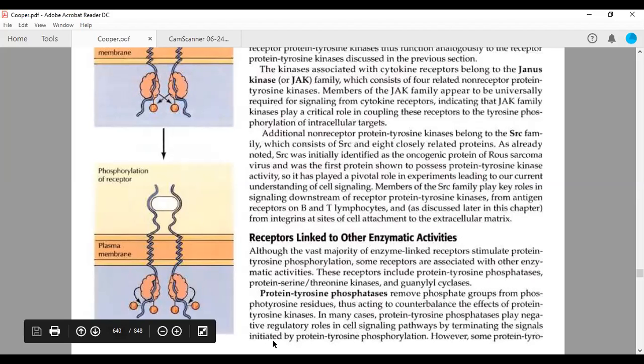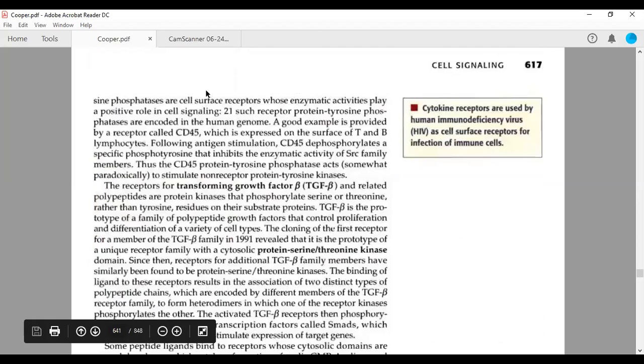So they help in terminating the signal, so that a signal which would help the cell to proliferate in an uncontrolled way is cancelled. So the protein tyrosine phosphatases are required. There are also protein serine threonine kinases and guanylyl cyclases. However, some of the cell surface receptor protein tyrosine phosphatases have enzymatic activities that play a positive role in cell signaling. For example, 21 such receptor protein tyrosine phosphatases are encoded in the human genome.